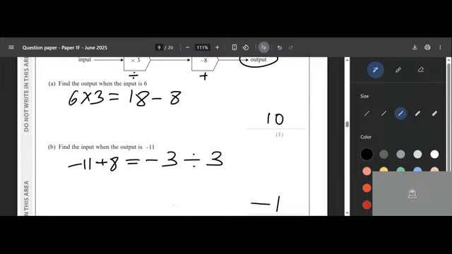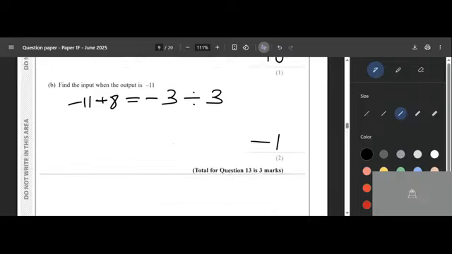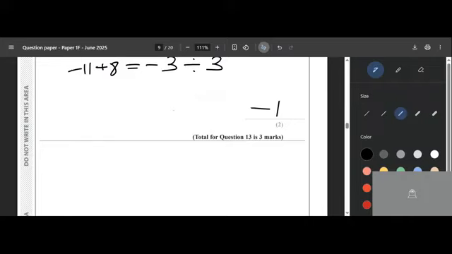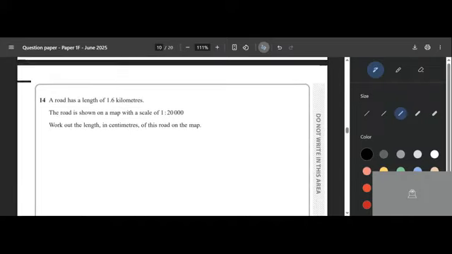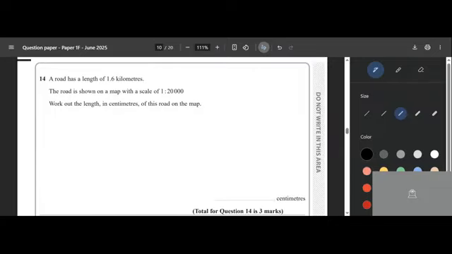We are now proceeding to the next number, which is question number 14. Remember, this paper is supposed to be done within 1 hour. You're told that the road has a length of 1.6 kilometers. Because they're talking about scales here, we are going to convert this into centimeters.